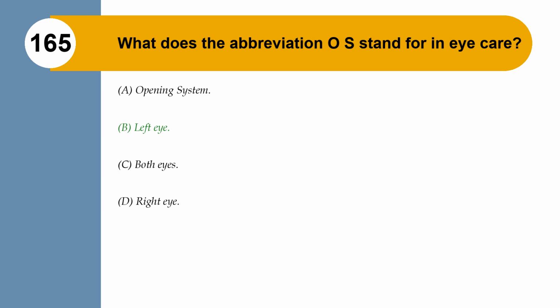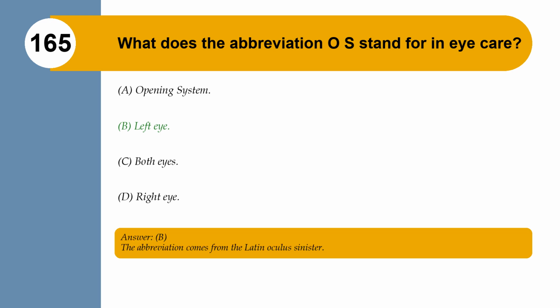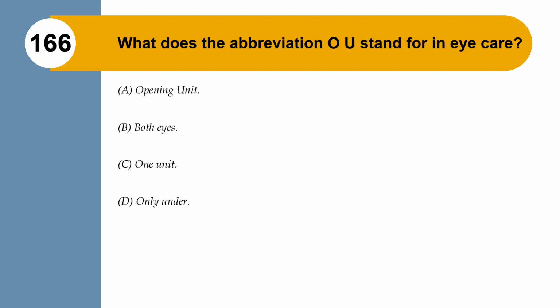The correct answer is option B, left eye. Explanation: the abbreviation comes from the Latin oculus sinister. Question 166. What does the abbreviation OU stand for in eye care? Option A, opening unit. Option B, both eyes. Option C, 1 unit. Option D, only under.